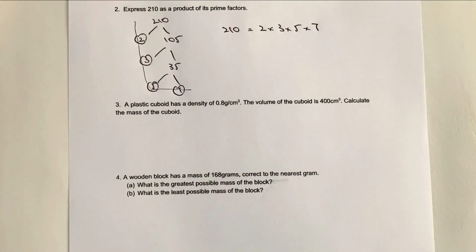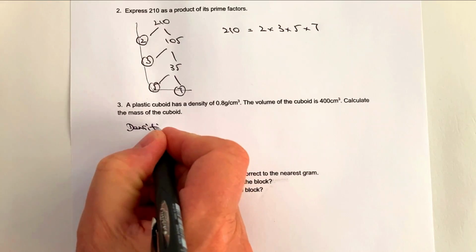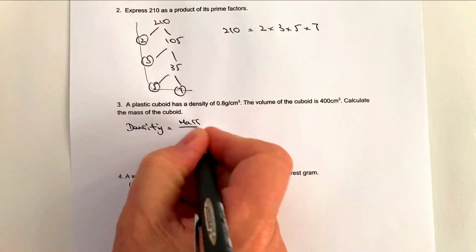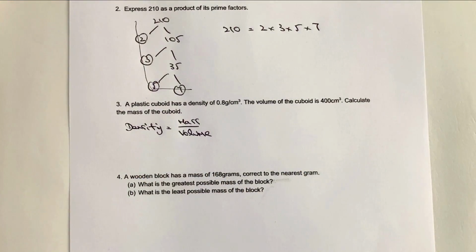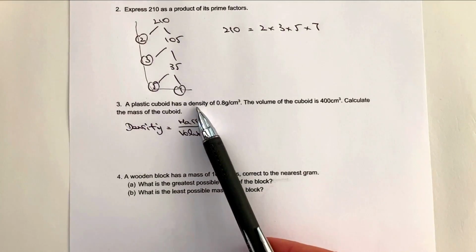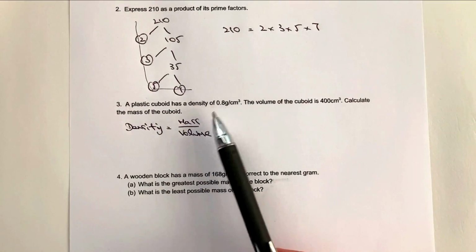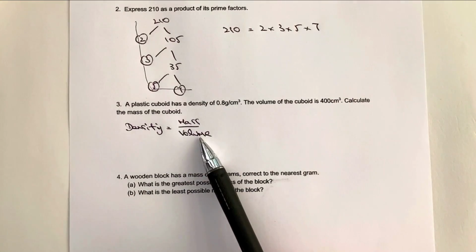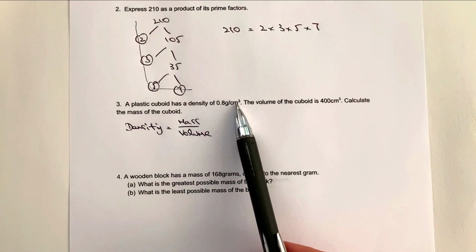So a plastic cuboid has a density of that, the volume of the cuboid is that, calculate the mass. Basically you need to know the formula for working out density. Now I would use density equals mass over volume. I am aware that some people use little triangles and all sorts of things for these. That's perfectly fine if that's what you do. However, for me, the way I remember it is I've got density. The units are grams, which are a measurement of mass, or weight if you like, and centimetres cubed is a measurement of volume. And the per bit over here means over, so mass divided by volume.